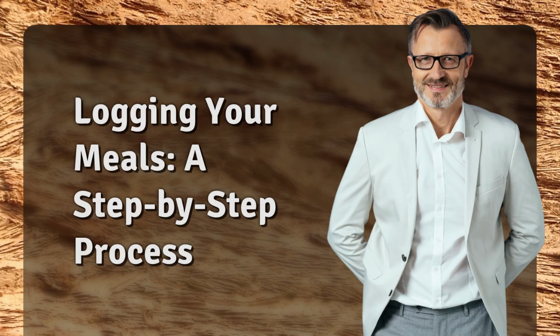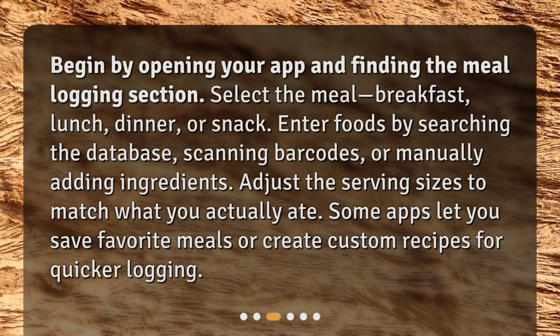Logging your meals, a step-by-step process. Begin by opening your app and finding the meal logging section. Select the meal: breakfast, lunch, dinner, or snack. Enter foods by searching the database, scanning barcodes, or manually adding ingredients. Adjust the serving sizes to match what you actually ate. Some apps let you save favorite meals or create custom recipes for quicker logging.